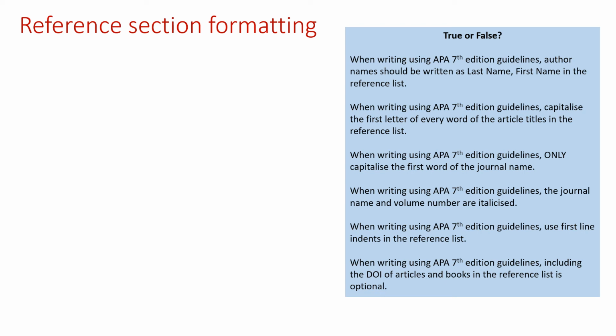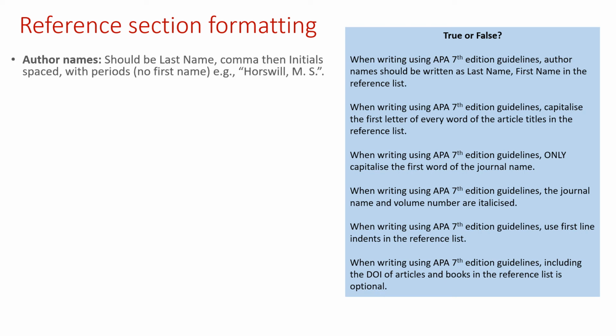Now let's move to the actual reference section, the thing that goes at the end that lists all of the references you have cited. In this reference section, when you have the author's name, it should always be last name, then a comma, and then the author's initials with full stops after each one. So Horswill, comma, space, M dot, space, S dot.